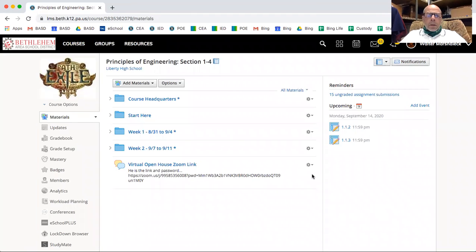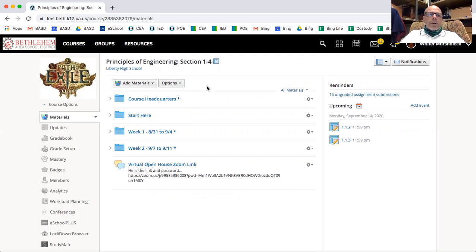Okay, here we go. First time I'm doing this with POE, and I've already done this with CEA, and I did this with IED, and it kind of worked out. So I'm doing this for the third time. I've practiced already with the other two classes. Now it's Principles of Engineering, which of course is my favorite class because you guys were with me last year, and I'm just so glad you came back.